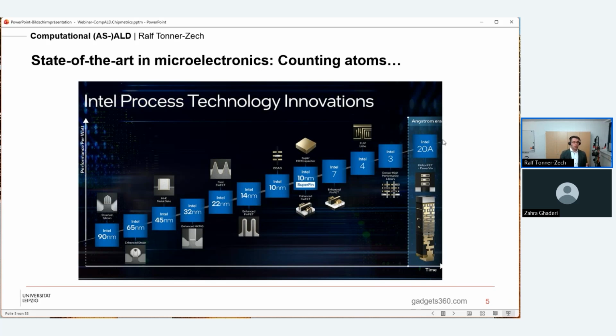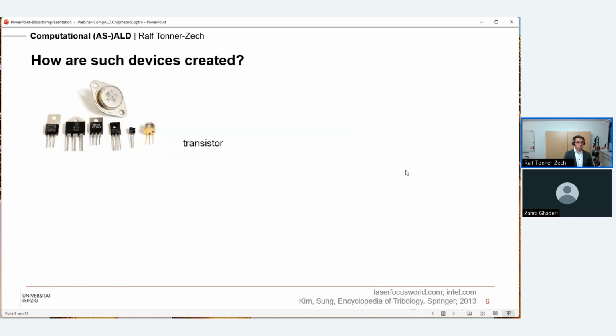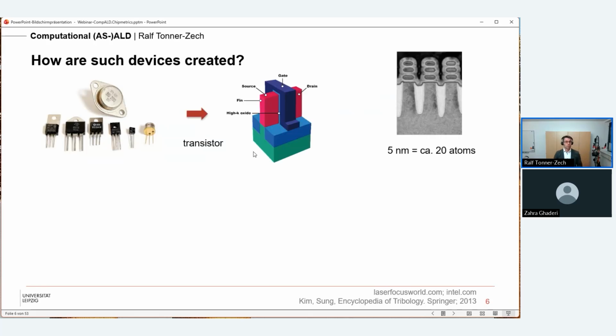That means that the features that we have in our microelectronic devices are so small that we can actually start counting atoms. And that's where it becomes interesting, because how do we actually create such devices? If you Google or if you do Wikipedia, that's how a transistor is pictured there. But of course, this is not the transistors that we are working with.